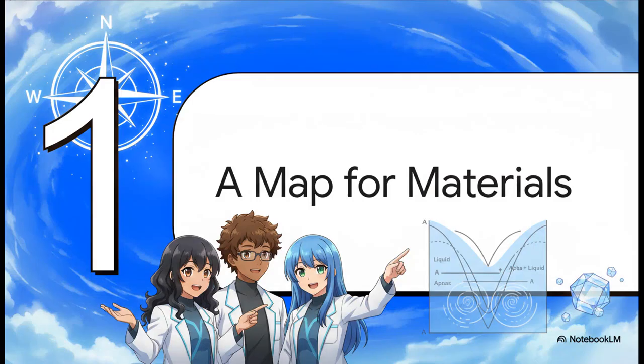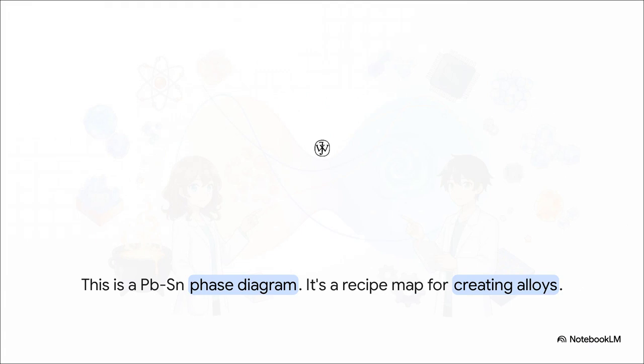And this is where the phase diagram comes in. I want you to think of it as the ultimate recipe map for material scientists. It tells them exactly what they're going to get at any combination of temperature and composition. So this is a phase diagram for a lead-tin alloy, the classic ingredient for solder. And yeah, at first glance, it might look a little intimidating, but it's just a map. And like any good map, once you know how to read the symbols, it can tell you exactly where you are and where you're going.